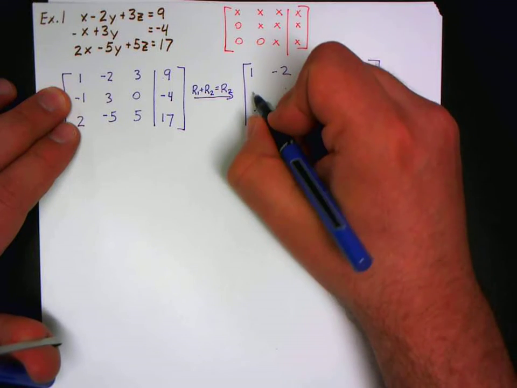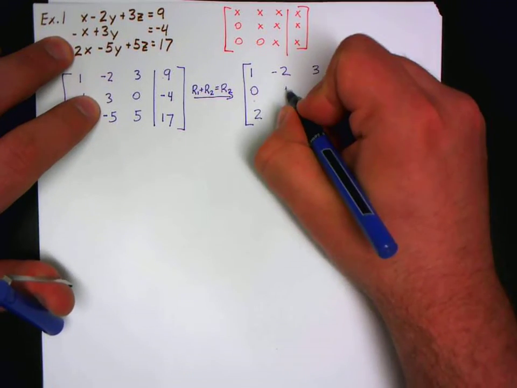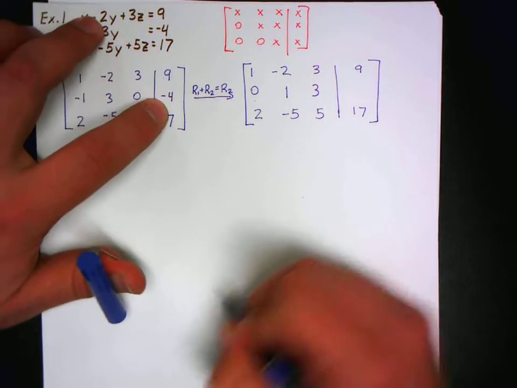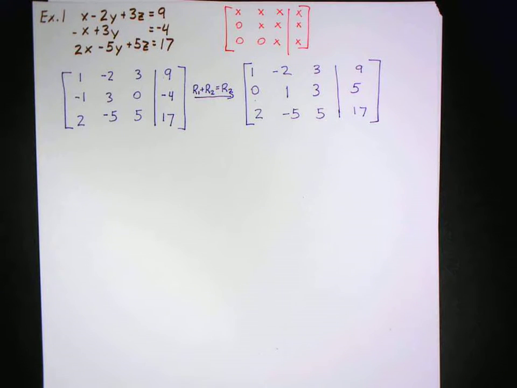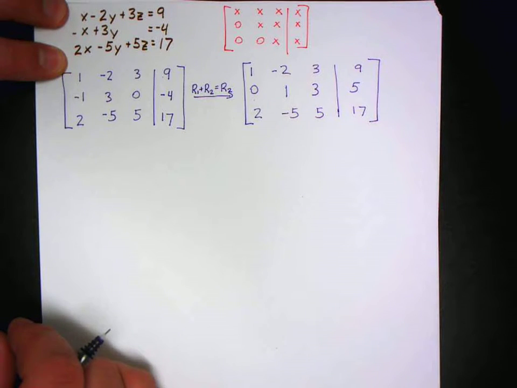So 1 plus negative 1 is 0. Negative 2 plus 3 is 1. 3 plus 0 is 3. 9 plus negative 4 is 5. Right? Whenever we do systems of equations, we always eliminate one variable twice, correct? So I'm going to get rid of my x value twice. So now I have these two equations, the x and the 2x.